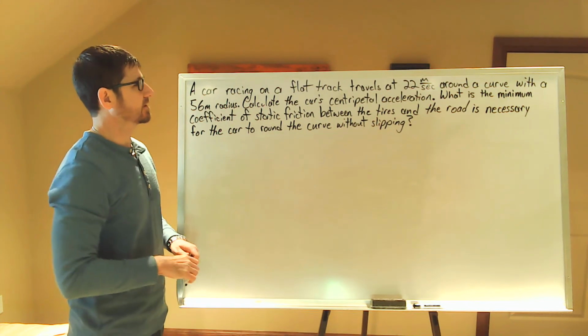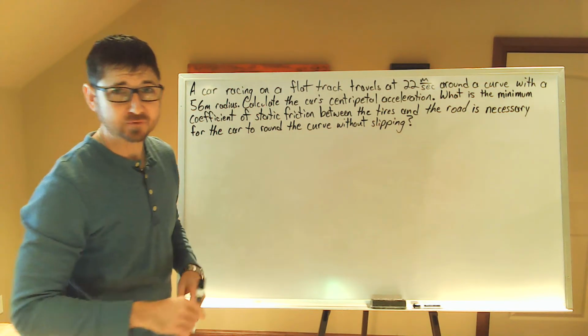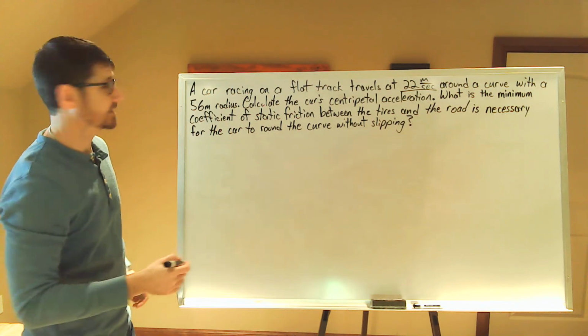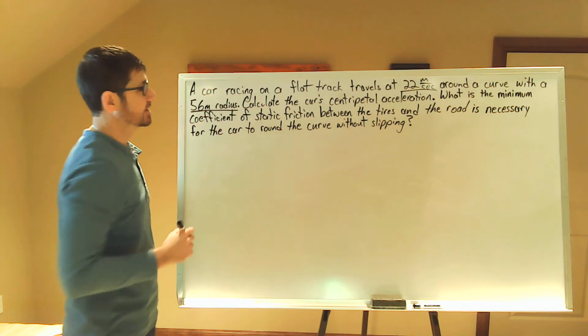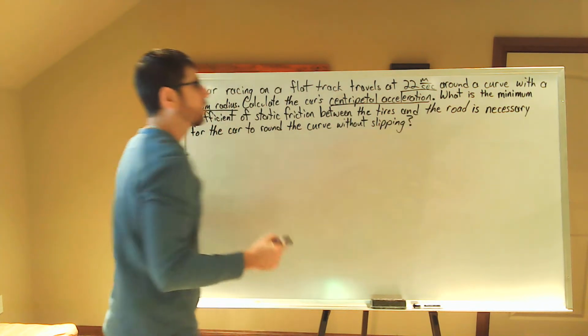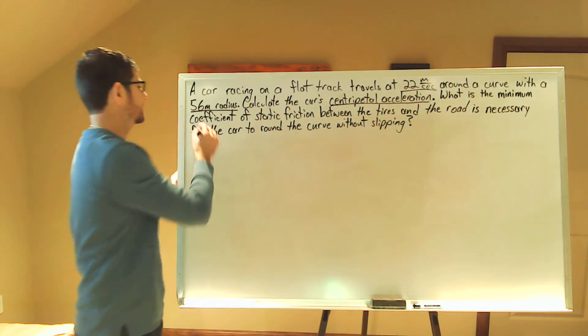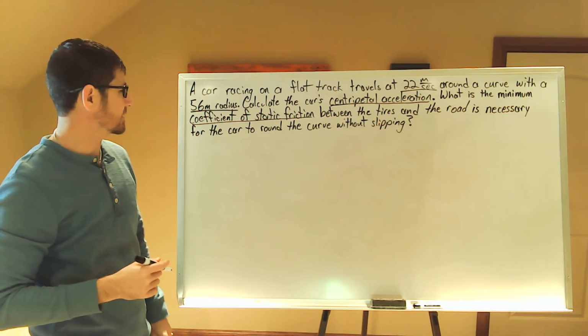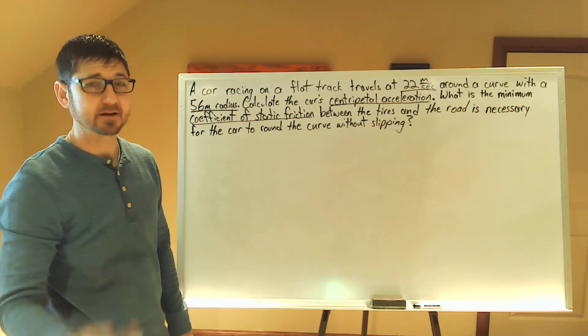A car racing on a flat track travels at 22 meters per second around a curve with a 56 meter radius. Calculate the car's centripetal acceleration. What is the minimum coefficient of static friction between the tires and the road necessary for the car to round the corner without slipping?